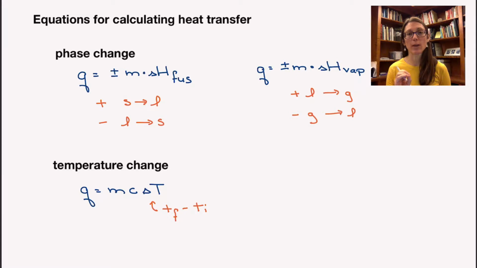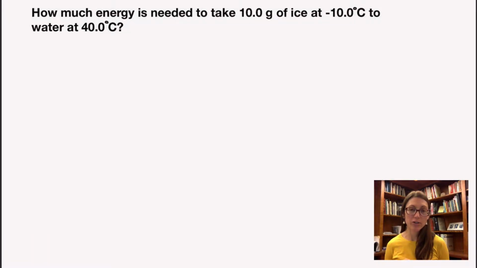Once you have these equations ready to go, then you're going to be looking at situations where more than just one energy transfer is happening. So we're going to have both heating and phase change occurring within a single situation. First problem, how much energy do we need to take 10 grams of ice from negative 10 degrees Celsius to 40 degrees Celsius? When you have these problems, you need to stop and you need to begin by drawing either a heating or a cooling curve.